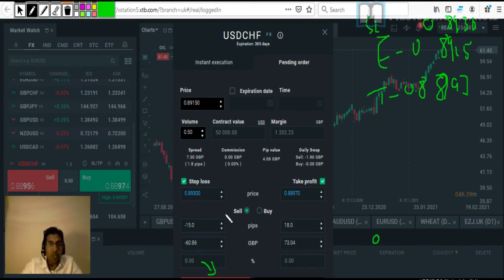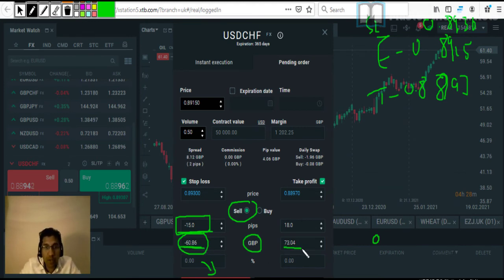The good thing about the X-station platform is that it will tell you exactly, in terms of pips, how much you're risking after you've told it what you're doing, selling or buying. We're shorting in this case. So we are selling, and it's telling you that you are risking 15 pips over here. And in terms of sterling pounds, the monetary amount, it will also tell you how much you're risking. Very important here, risk management, isn't it?